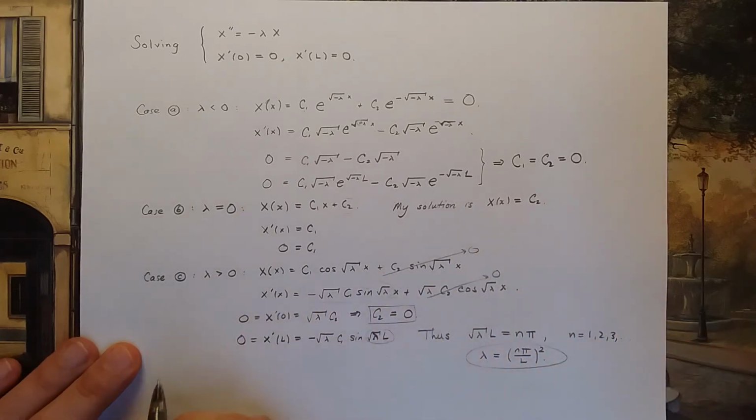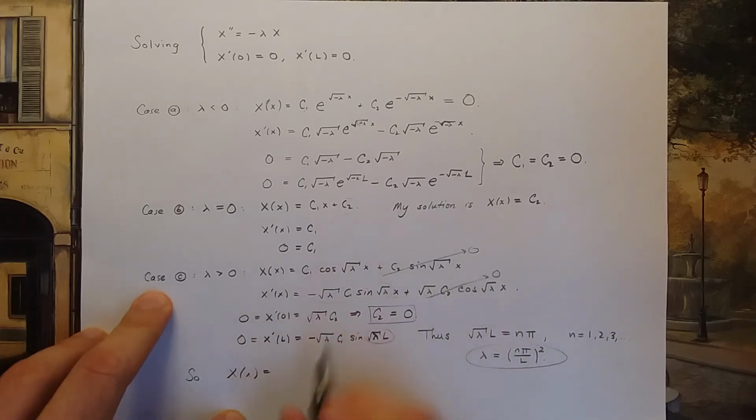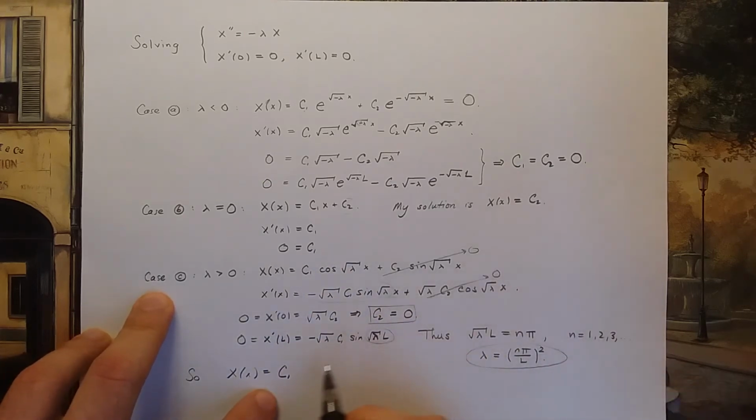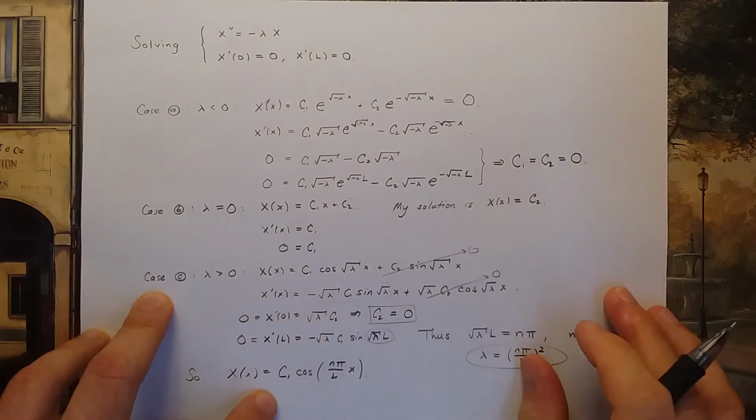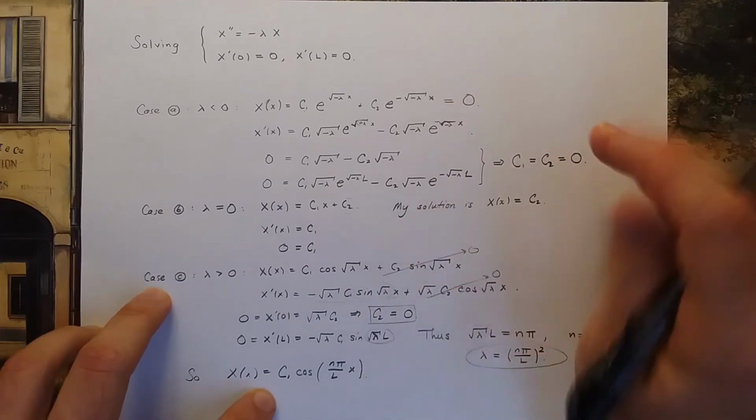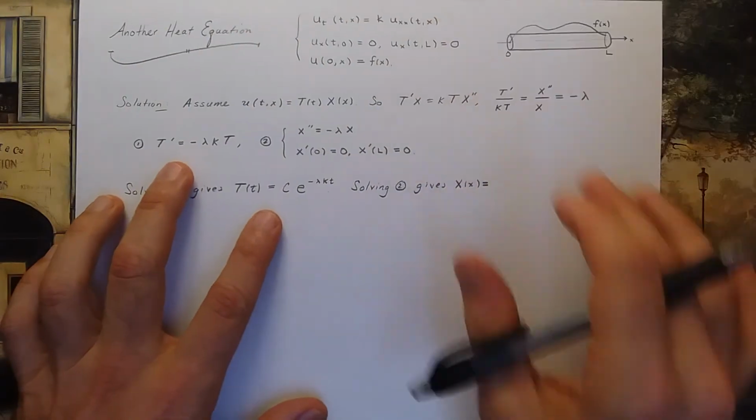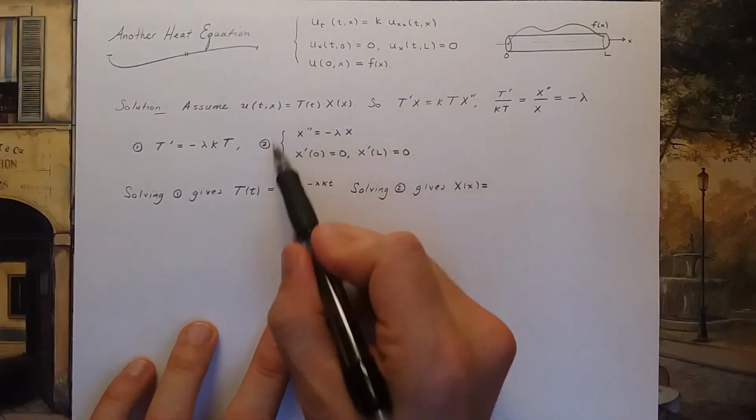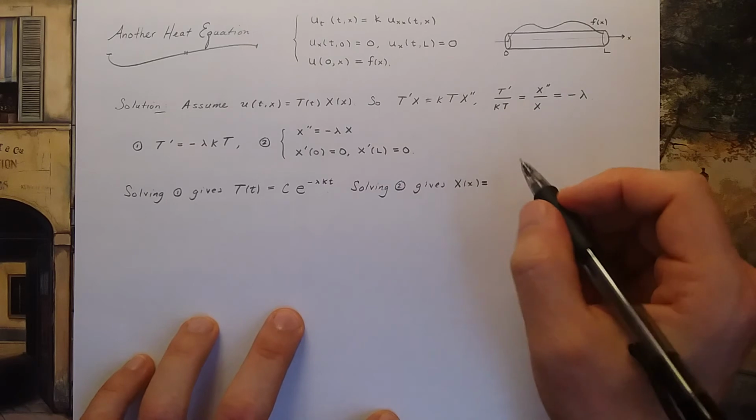I do have solutions in this case. My solutions are my function, my original X, is equal to some constant C1 times cosine of n pi over L x. So I've solved this subproblem. Now I can go back to my main problem. Here's my main problem.